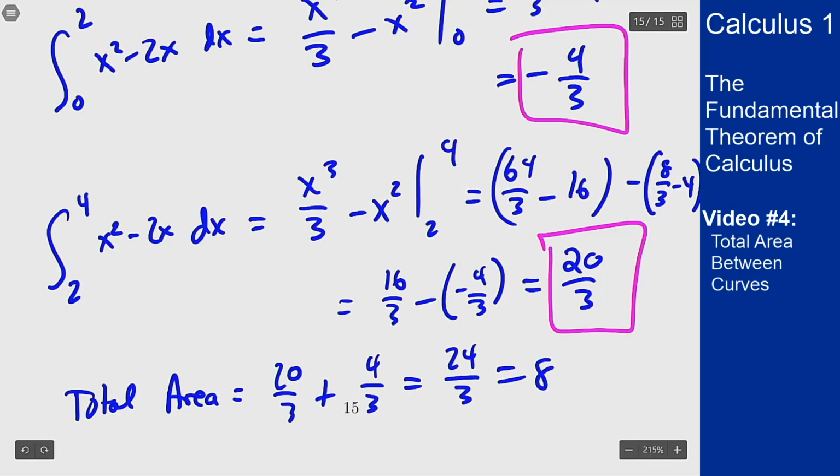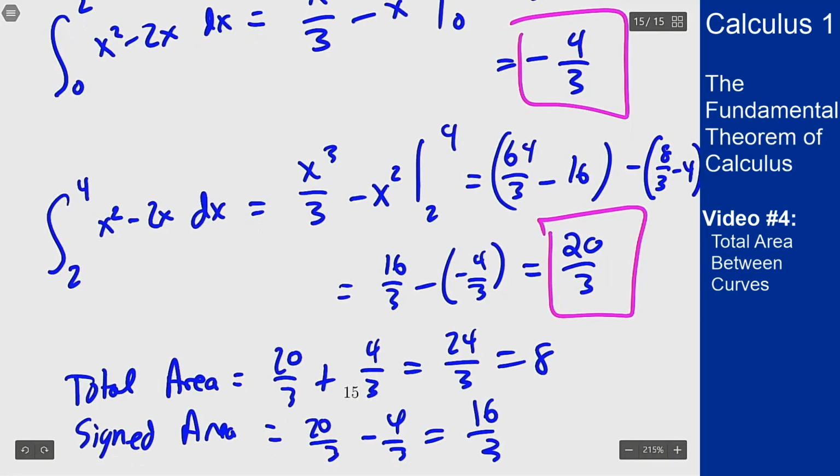If I had done the signed area, I would have gotten 20 over 3 minus 4 over 3, which is 16 over 3. So the integral would have computed 16 over 3, but the actual total area is 8. So that's the idea of finding the total area between curves using integrals, and how you have to split things up to be able to solve these problems correctly to find the actual area, and not let the plus and minus areas cancel out if there are areas of different signs within this problem.